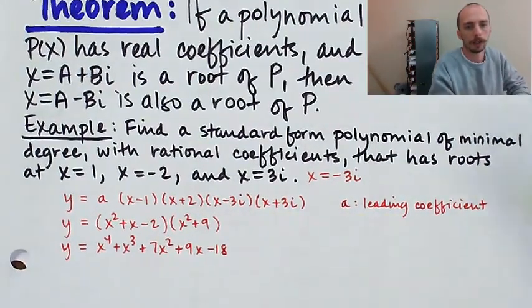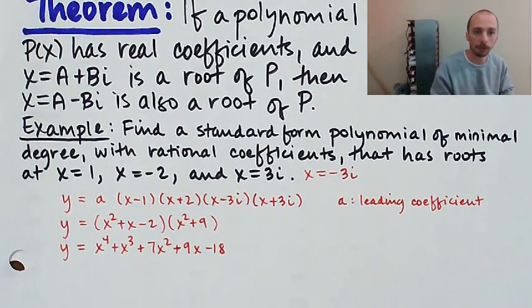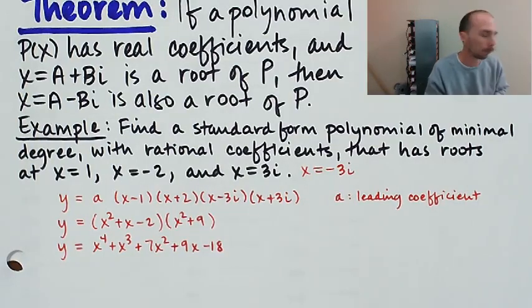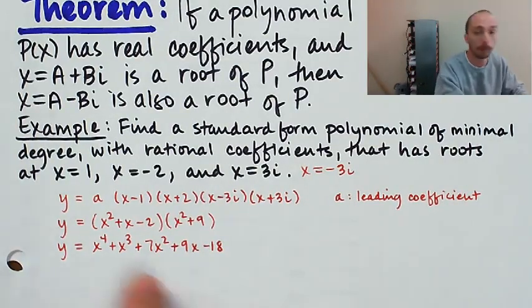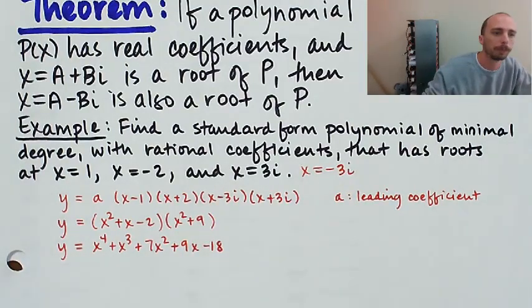All right, should be enough. And that's going to be our minimal polynomial that has rational coefficients and roots at x equals 1, x equals -2, and x equals 3i. It just happened to be that in order to get them back around to having rational coefficients, we needed x equals -3i to be a root as well.